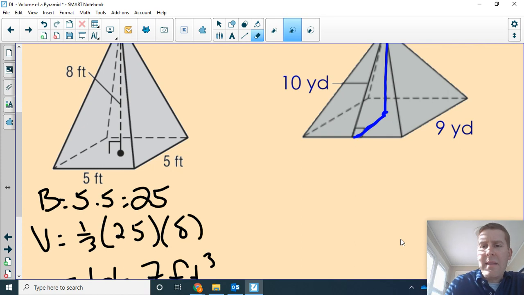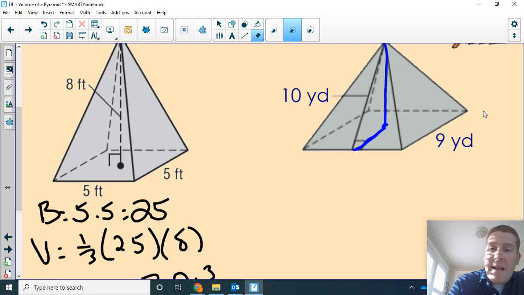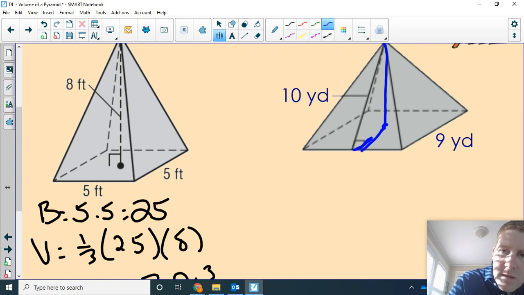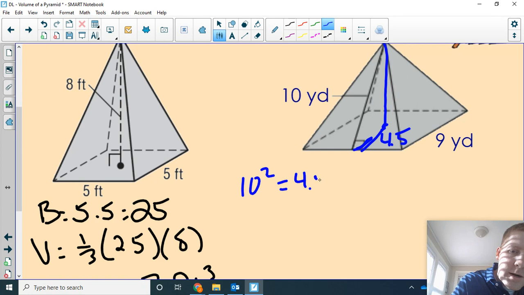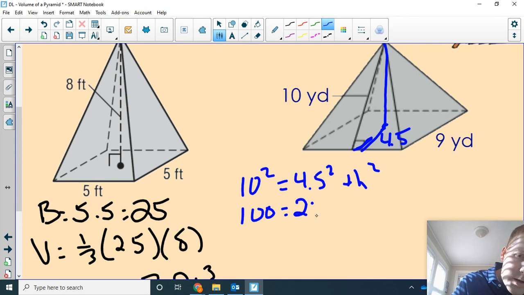So first of all, the length over here is going to be half of whatever the length of one of the sides of our base is. Since that's 9, half of 9 is 4.5. So that length, oh, I just erased it. Come on, Mr. Russell, is 4.5. So Pythagorean theorem says h squared, hypotenuse squared, is going to equal leg squared plus leg squared. So 10 squared is 100, and that's going to equal 4.5 squared, which is 20.25, plus h squared.